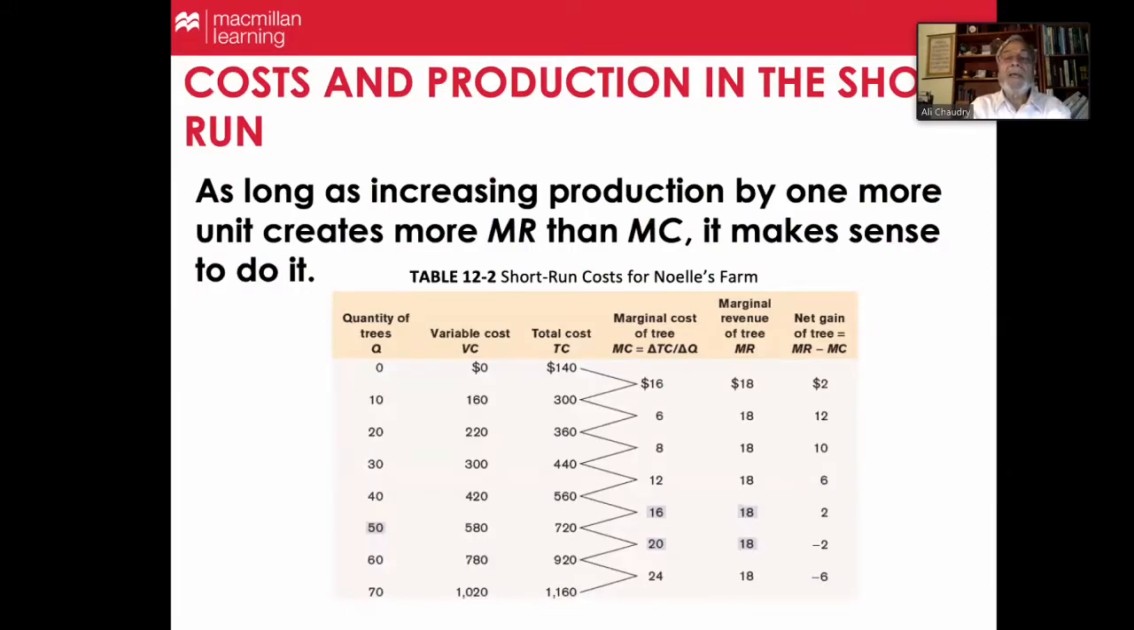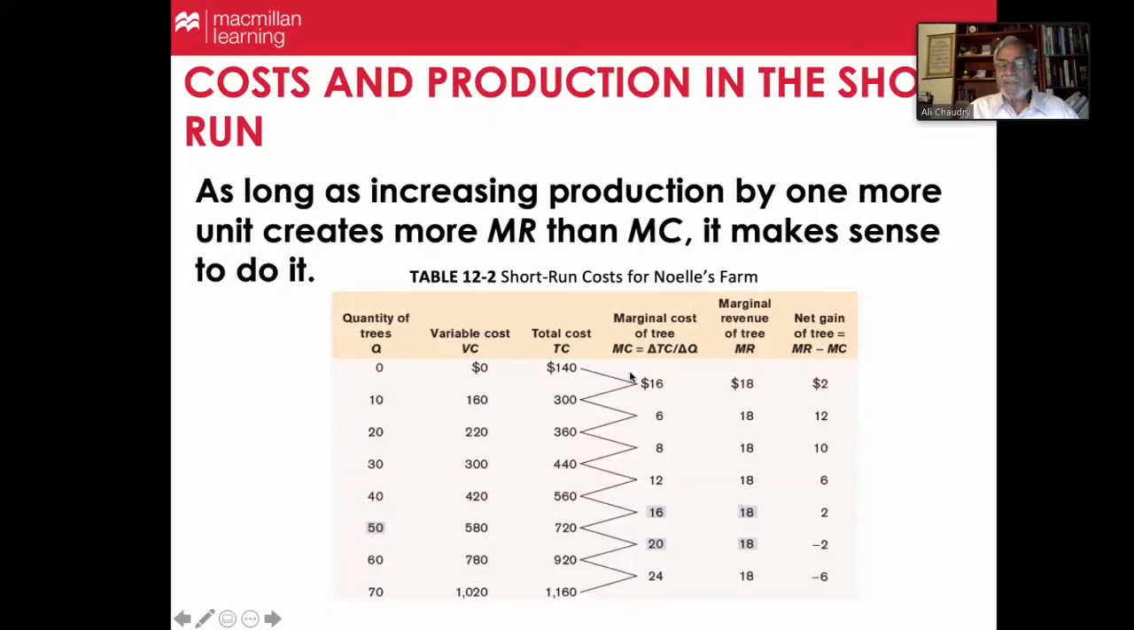So costs and production in the short run. As we begin the production process, initially, as we can see in this example, we're using the same data, and we are now going to break down the cost so that we understand the difference between variable cost, total cost, and marginal cost. So please pay attention to these three definitions. All right.